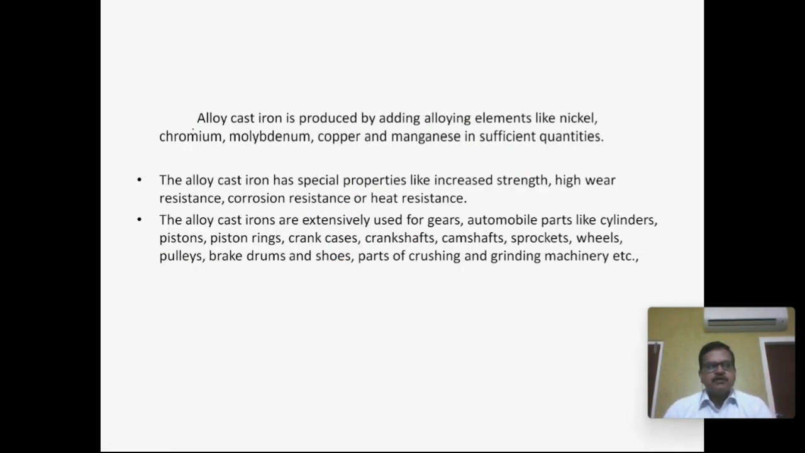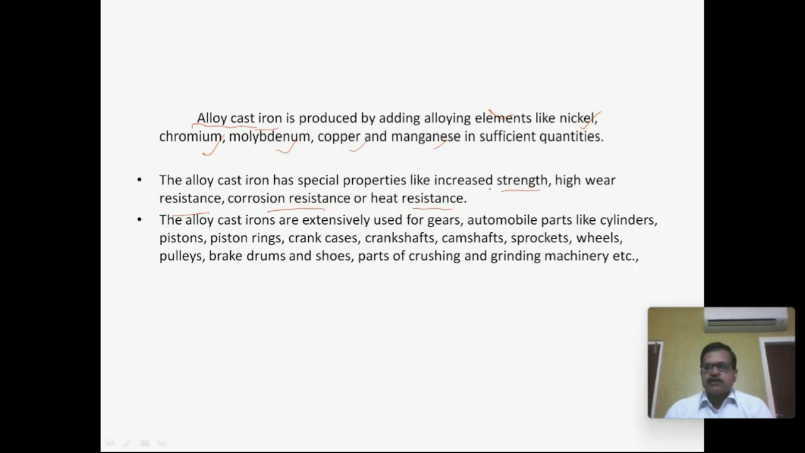Alloy cast iron. By adding nickel, chromium, molybdenum, copper, manganese in sufficient quantities, alloy cast iron can be produced. This alloy cast iron has some improved properties over the ordinary cast iron. They are increased strength, high wear resistance, and corrosion resistance as well as heat resistance.